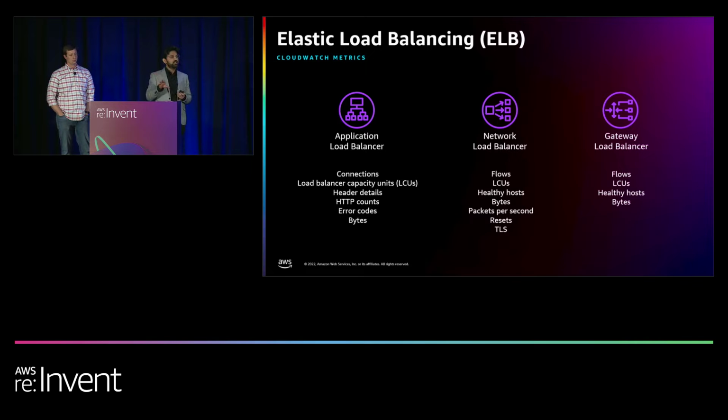So with the Application Load Balancer, we also provide different target types. You can have an EC2 instance as a target, and we also have Lambda as a target. So we also provide some target-specific metrics that you can leverage.